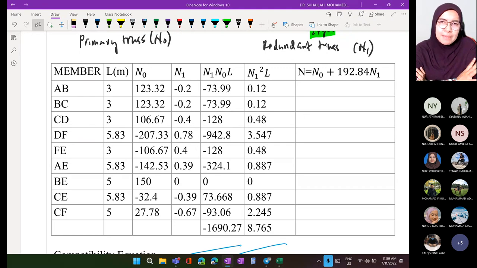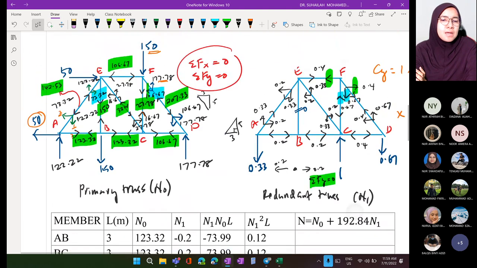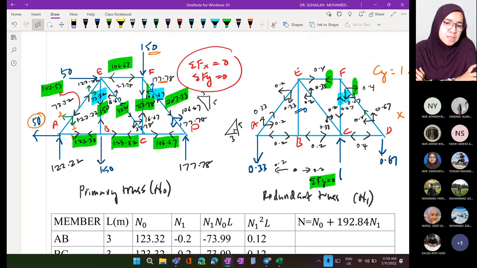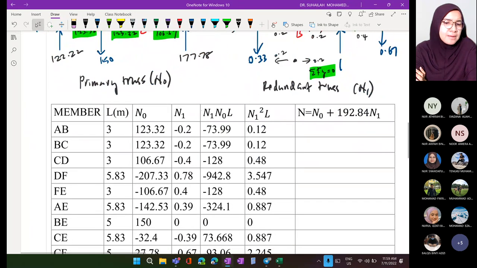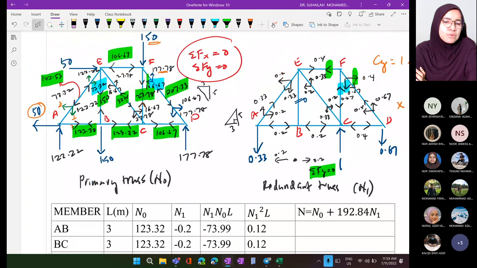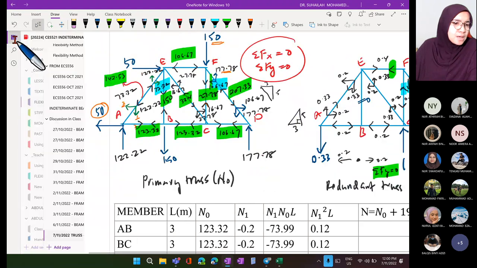It is just like the beam and frame except for the formula. Only the member forces are normally the problem. If you pass this, then you should be able to do it until the end. You will not face problems if you understand the easy method for getting member forces. Okay, so this is for one redundant, remember. For two redundants, we will have three systems. This is one redundant.